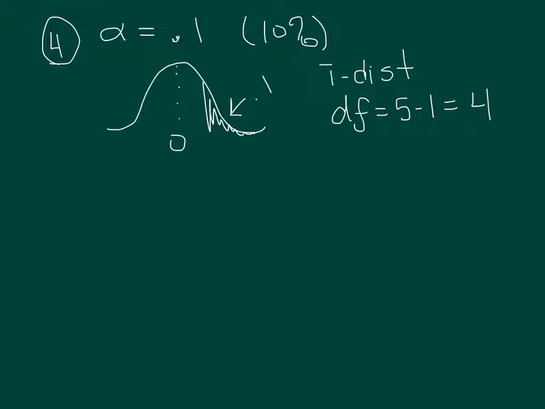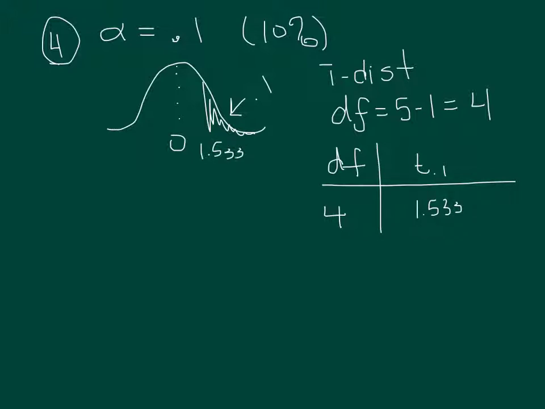So if we go back to our t-distribution table, I'm looking at degrees of freedom, this way, which is 4. And then I'm looking at all these different values. In this problem, we're interested in 0.1, so t of 0.1. If I look at t of 0.1 and go down to the value for 4, I get 1.533. That's the number right here in our distribution. So from 1.533 to the right, you're going to have 10%.